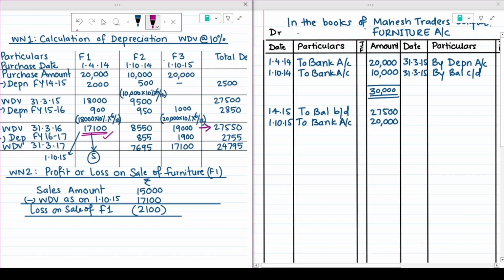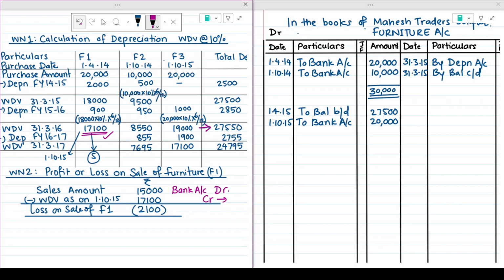So back to furniture account. We have sold this asset for 15,000. So we have received these funds in bank. Bank account will be debited. Debit the receiver. And the asset of 17,100 is going out of business. So we will credit what goes out.